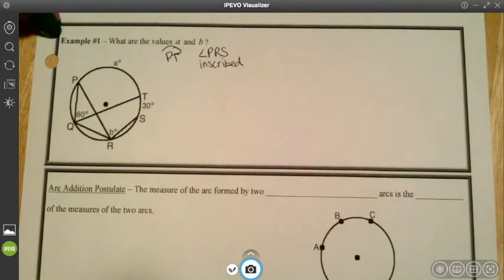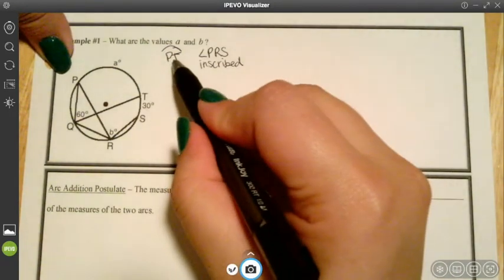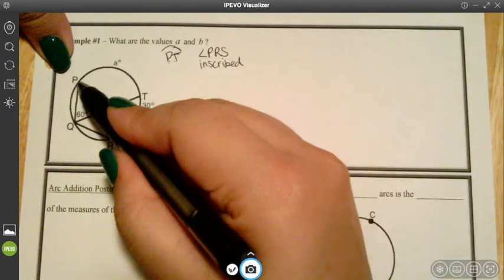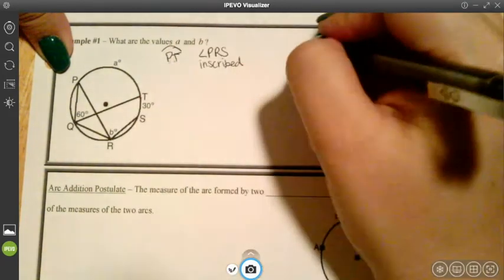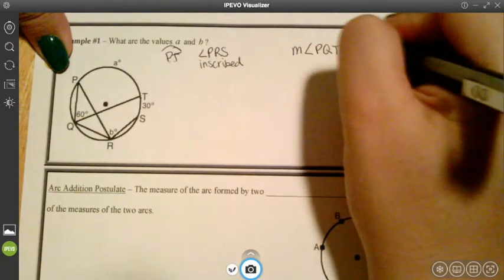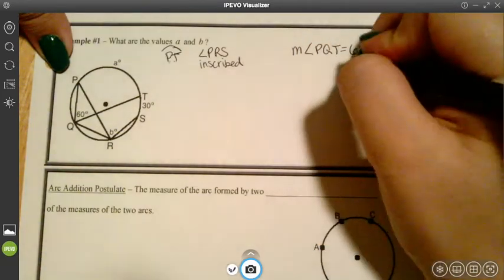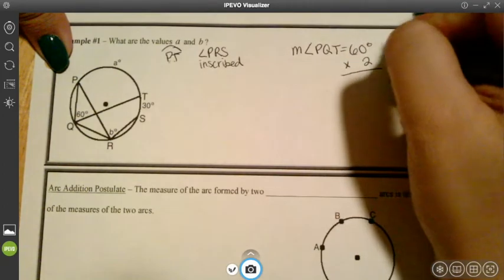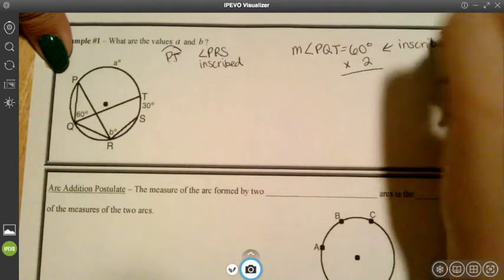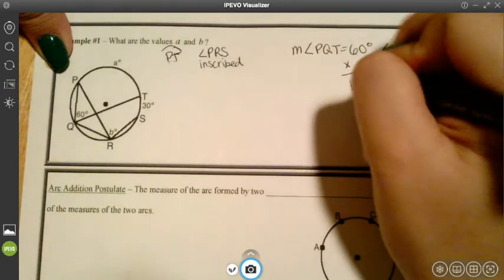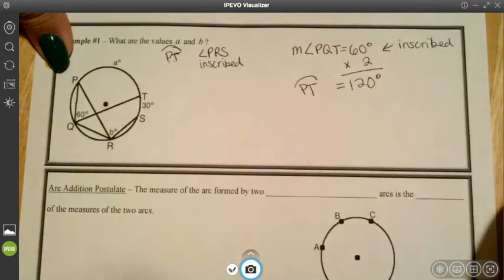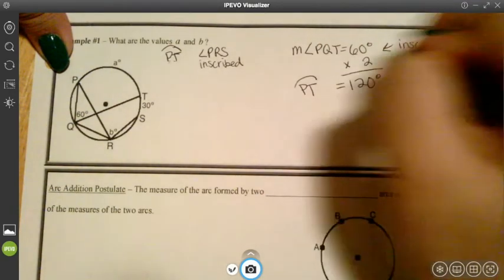Okay, so the first thing I'm going to do is say, well, I do have an angle that has P and T. I have PQT. So the measurement of angle PQT is 60 degrees. That means if I multiply it by 2, this is inscribed. So I have to multiply it by 2 to get 120 degrees as the measurement of arc PT. So that is our value for A.